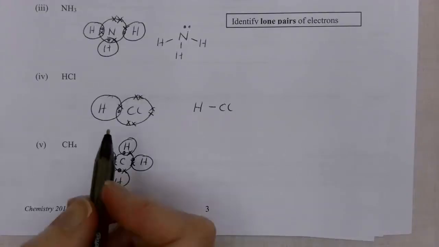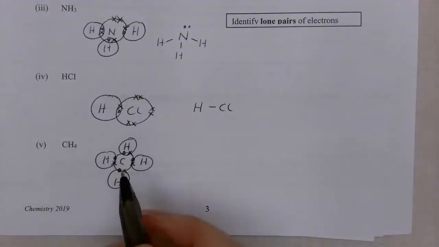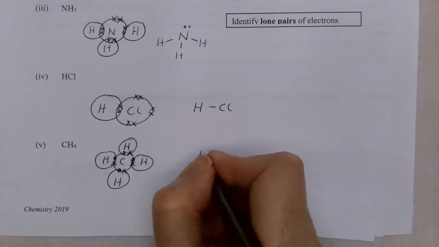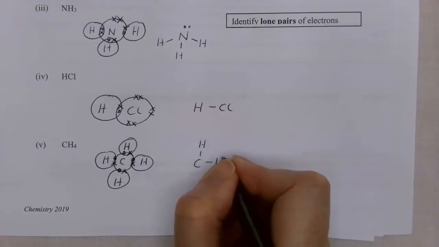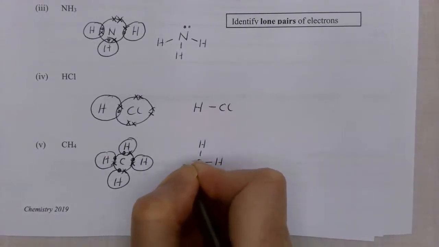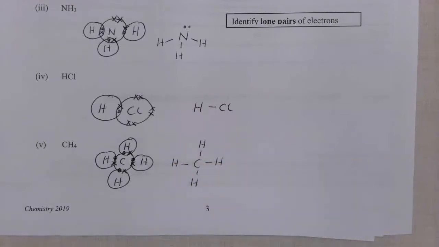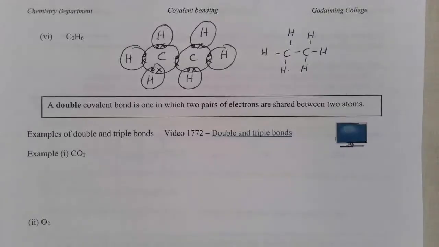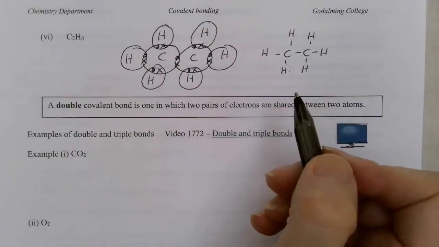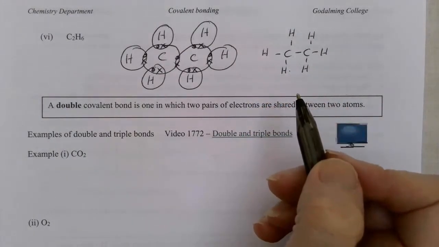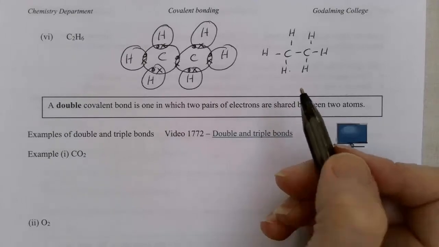And the last 2 on that page, I've drawn hydrogen chloride and I've drawn methane. Again, I can show it as a line, where each line represents a single covalent bond. And the last example at the top of page 4. So we've just drawn an ethane molecule. So notice again the single lines representing the single covalent bonds.